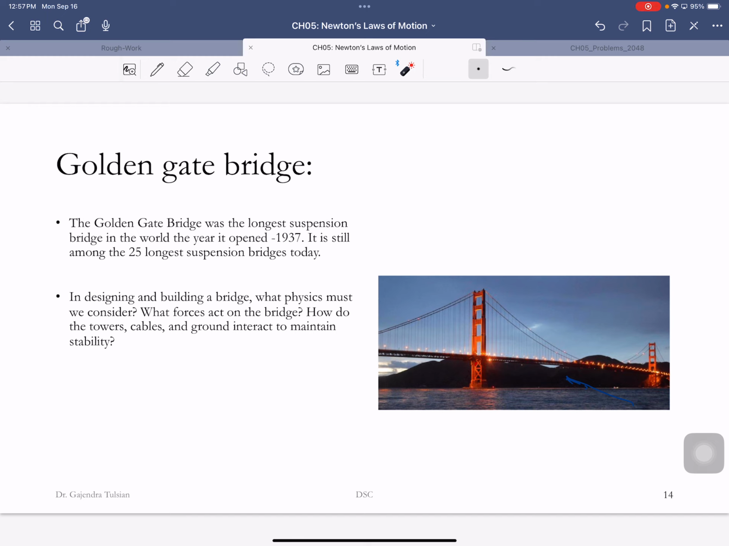All right, so now that we've learned some stuff about forces, we'll just quickly talk about this. What is the idea of a bridge like this?